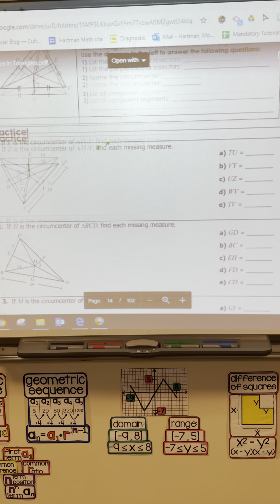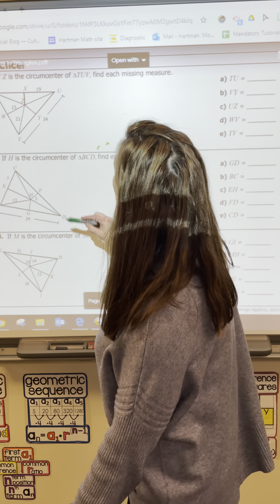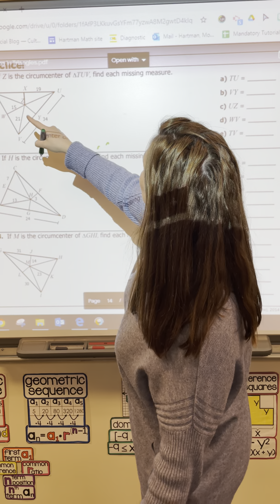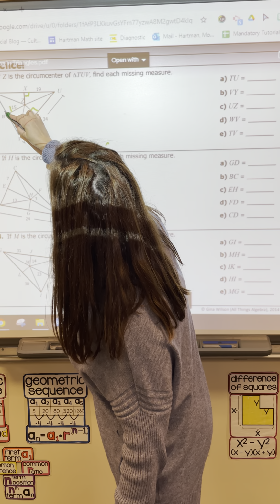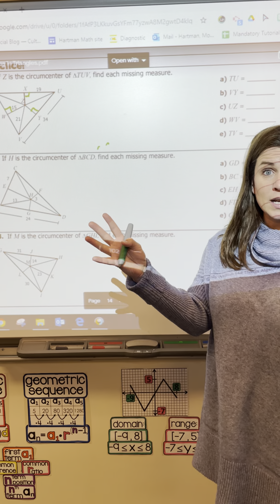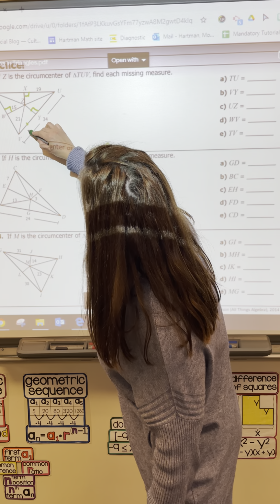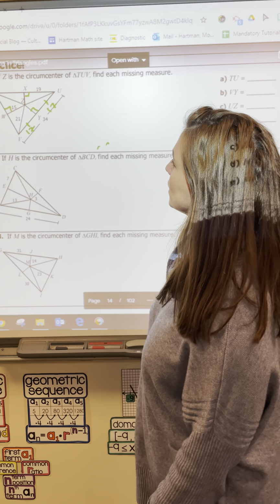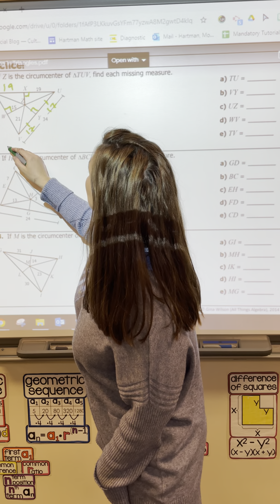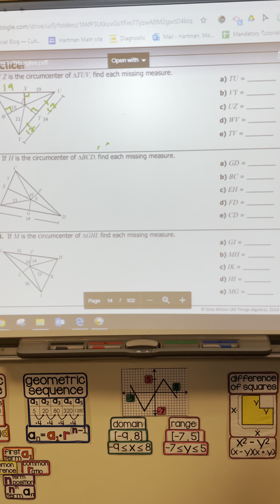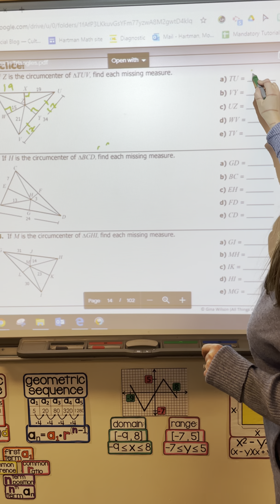So the implications of that in a triangle, here's what that means. If Z is the circumcenter of TUV, so right here, that means that this is an angle bisector, this is a perpendicular bisector, and this is a perpendicular bisector, and it cuts everything in half. So that means if this is 34, this is going to be 17, this is going to be 17. If this is 19, this is 19. And, well, we'll take a look at what else it's asking. So TU, this whole length, is going to be 38.